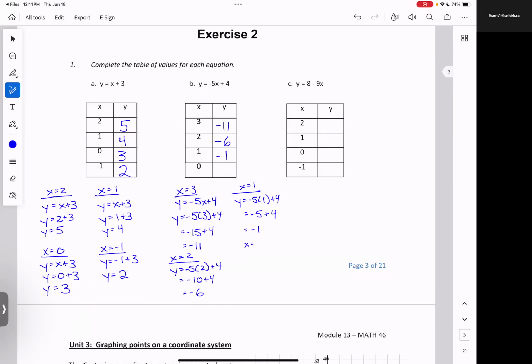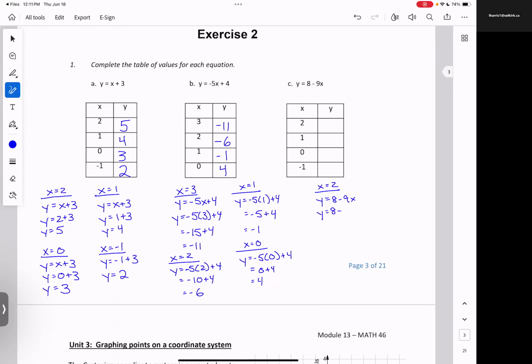And when x is 0, we would have y is negative 5 times 0 plus 4. 0 is nice because that just gets rid of that first number. So we get 0 plus 4, which is 4. And last example here, we're asked to start with x equals 2. And our equation is y is 8 minus 9x. If you want, you could rearrange that to y equals negative 9x plus 8. Either way, I'm just going to leave it as it is.